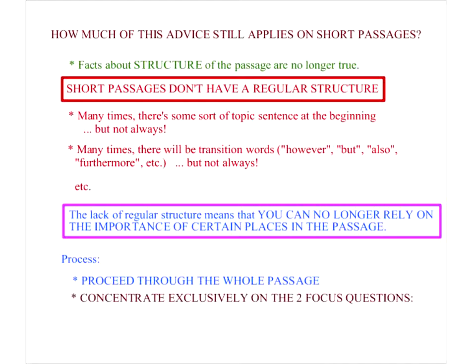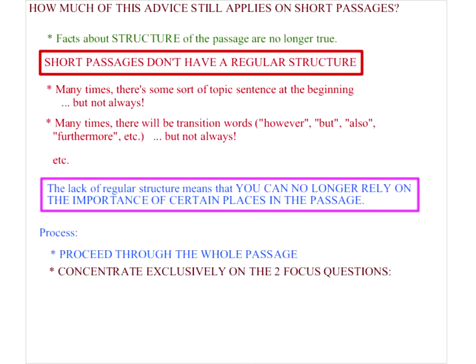If you remember what those are, the two focus questions are: what's the point, and if there are details, what are they doing there? So let's get this stuff upstairs so that we can get the focus questions to fit on the screen. My cut and paste is not working, so let's just retype the focus questions. The first focus question is, what's the point? Or what is the author trying to argue?